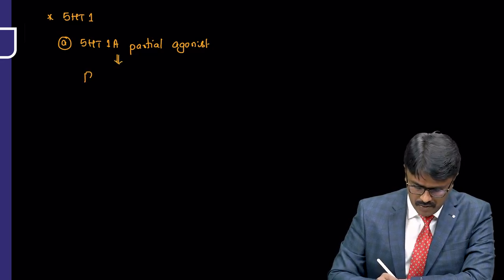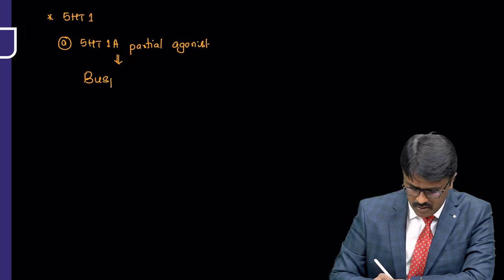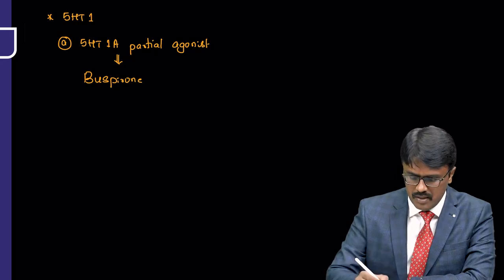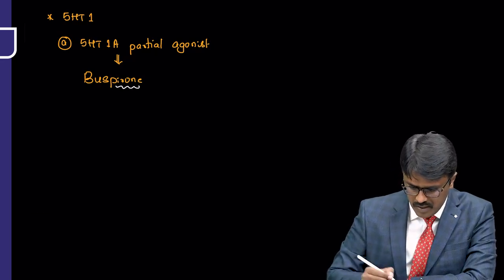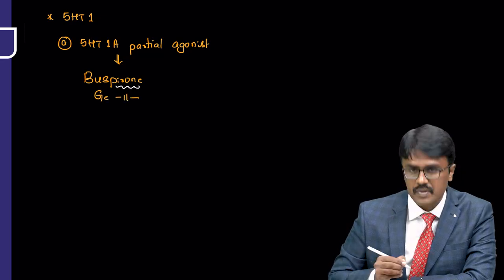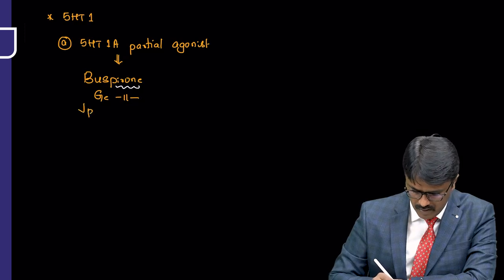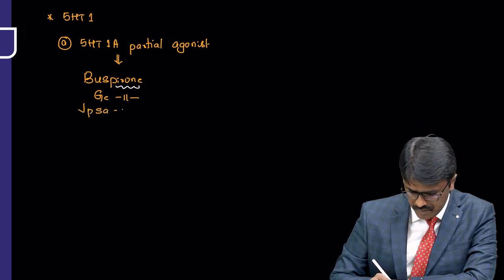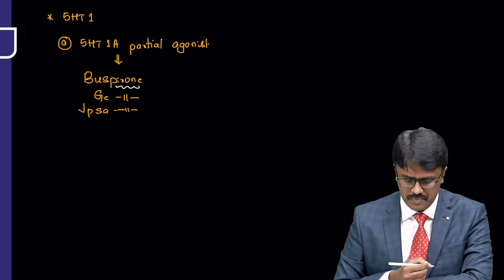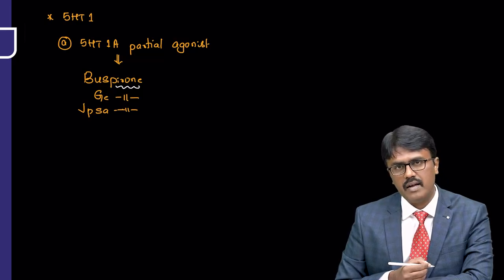The name mainly you need to remember is buspirone. Remember, they all end with pirone. Similarly, we have a drug called gepirone. Then we have a drug called ipsapirone. So these are all ending with pirone. Now what do they do? What is their mechanism of action?